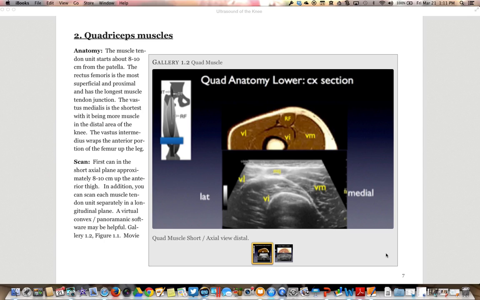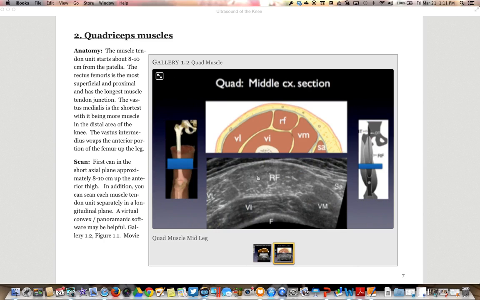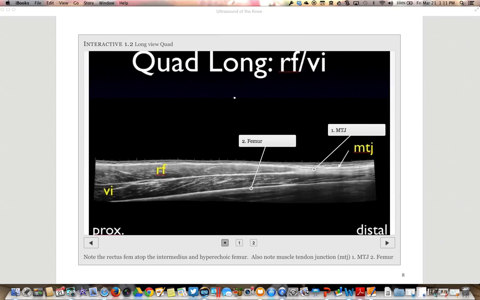We're going to scan in a short axial plane up the thigh. Here's a depiction of the anatomy and probe position: vastus intermedius here, rectus femoris, medialis, and lateralis. A little further up the thigh, the rectus becomes a larger muscle, and we see the intermedius, again medialis, and a little bit of the sartorius coming in, the vastus lateralis, probe position here. Here's a long view of the quad, with the muscle tendon junction coming down from the rectus and the intermedius.